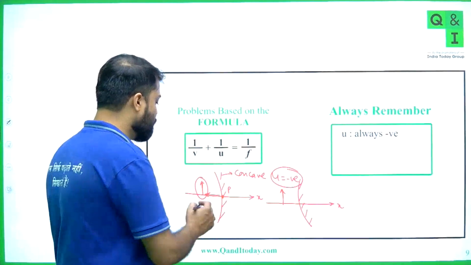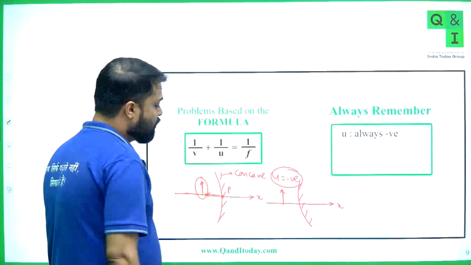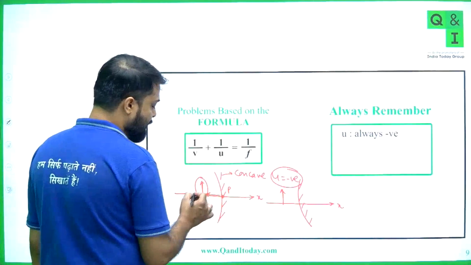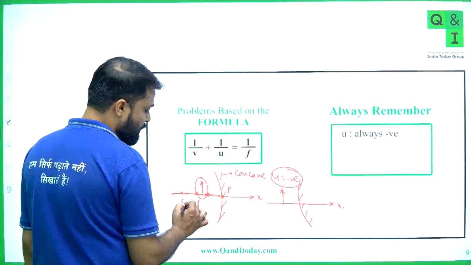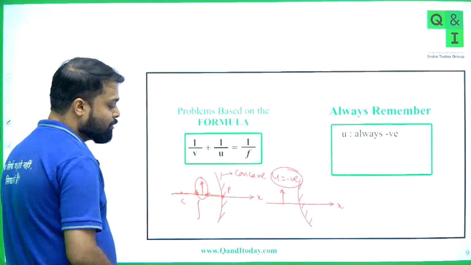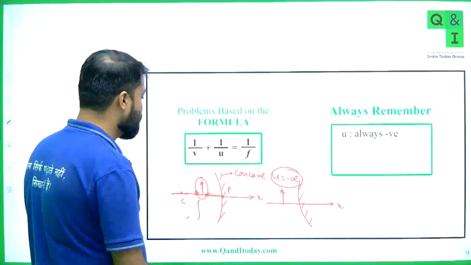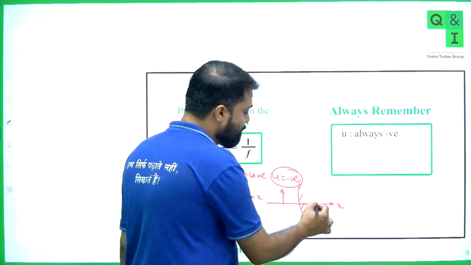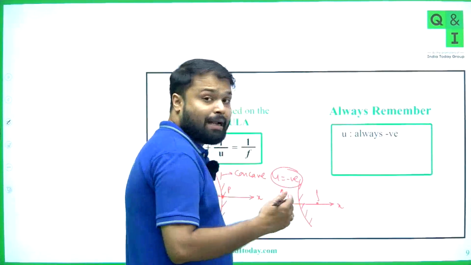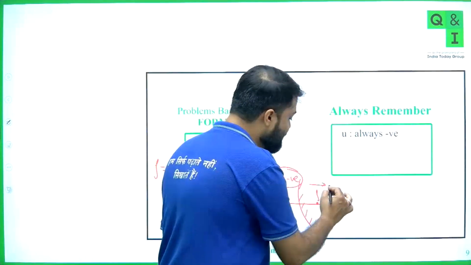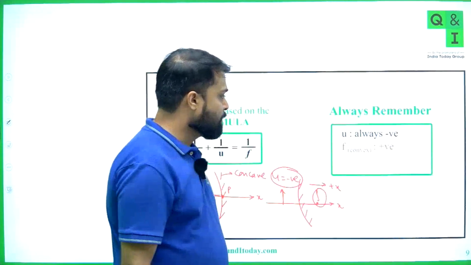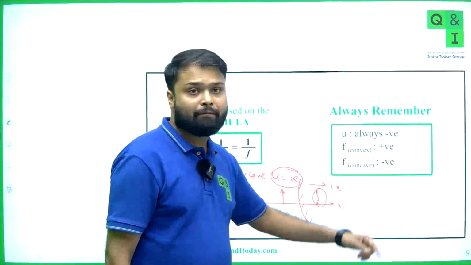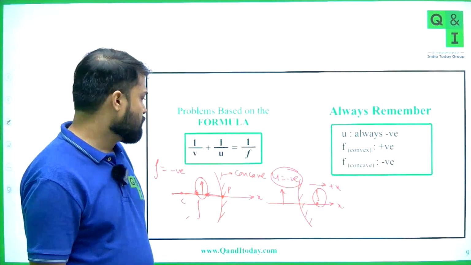Now if we talk about the focus, anyone can tell me whether the focus is positive or negative for a concave mirror? Look, this is our pole, let's say this is focus and this is center of curvature. So here also focus lies towards the left side, yes or no? So for concave mirror F is negative. Similarly for convex mirror, F is lying towards the right side, which is towards positive x-axis. So F is positive here. So for convex mirror F is positive, and for concave mirror F is negative.